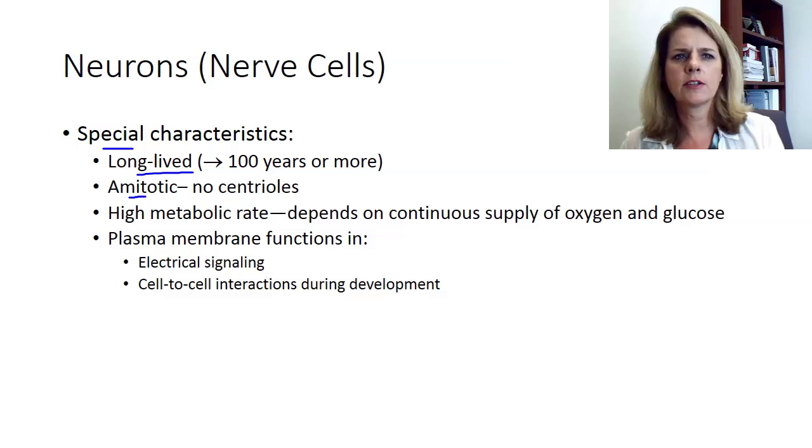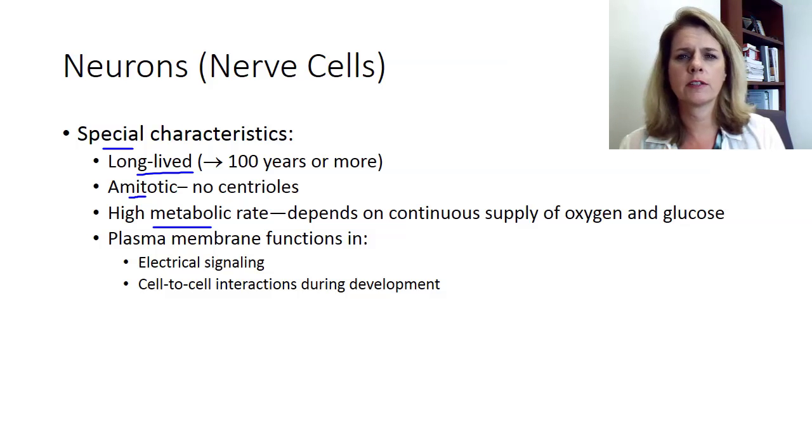So that makes these cells amitotic. They don't divide, so they can't reproduce, which is different than, like I said, the cells inside your mouth, like the epithelial cells we talked about earlier in the tissue unit. The nerve cells are highly metabolic. They need an incredible amount of oxygen and glucose. So that's one of the reasons that you can't go without oxygen for very long.